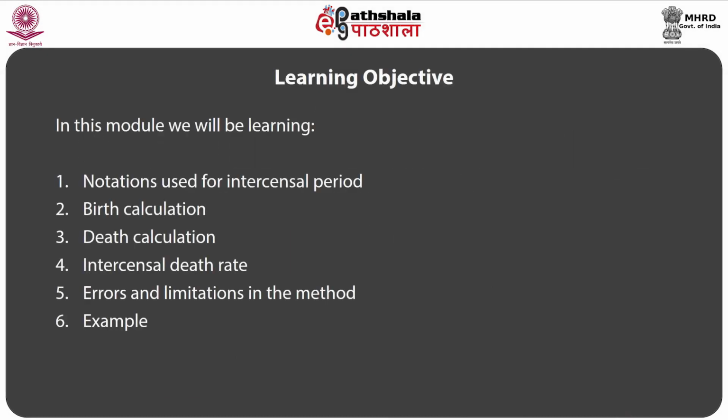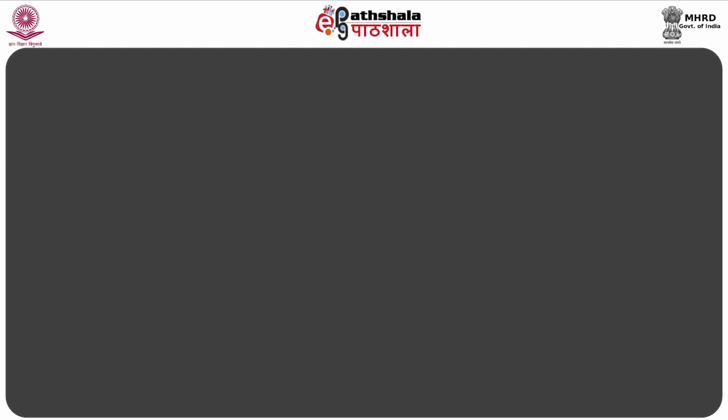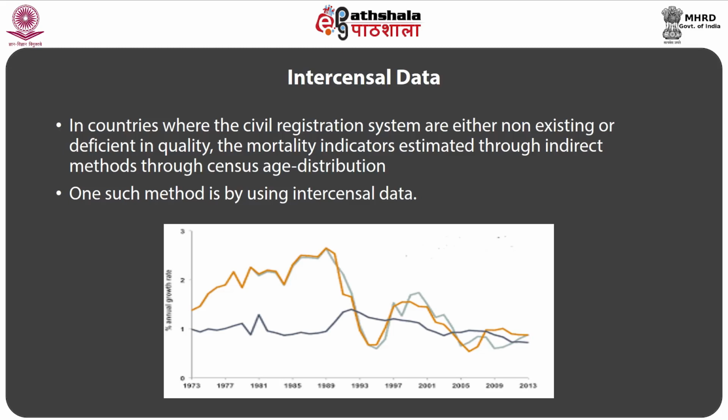Learning objectives. In this module, we will be learning about: number 1, notations used for the intercensal period; number 2, birth calculation; number 3, death calculation; number 4, intercensal death rate; number 5, errors and limitations in the method; and number 6, an example. In countries where the civil registration systems are either non-existent or deficient in quality, the mortality indicators are estimated through indirect methods using census age distribution. One such method is the intercensal method.